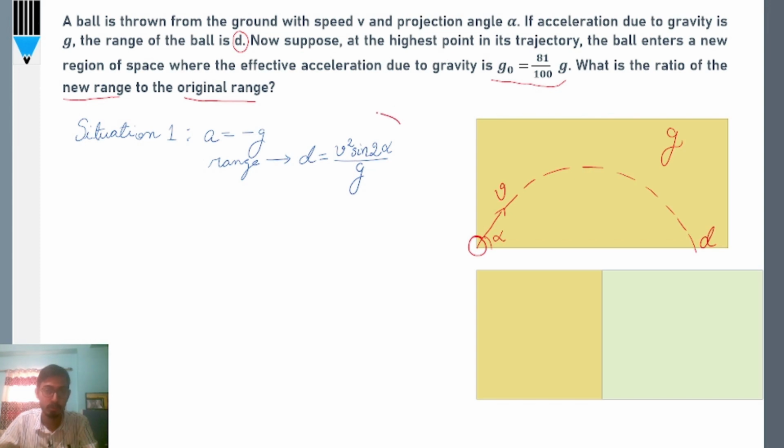ঠিক আছে, d এর value to কি হবে, d is equal to v square sin twice alpha upon g. The usual formula that you will get in your NCERT books.